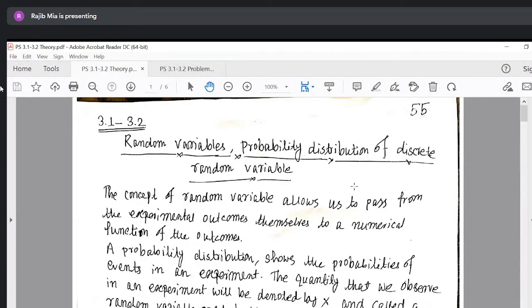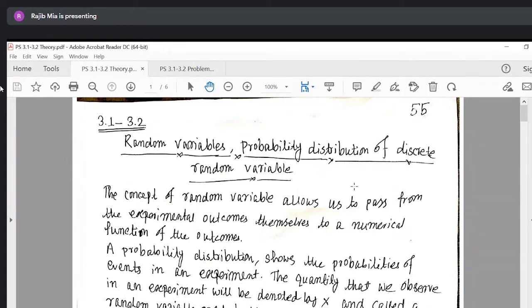So up to now, we have defined a random experiment, the sample space S, the set of all outcomes, and the probability. We found the probability for different events.